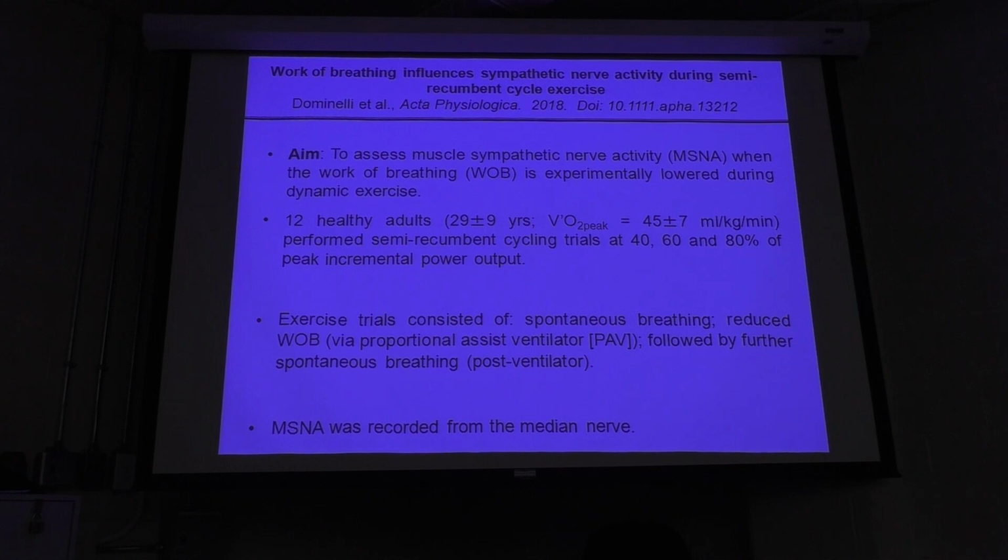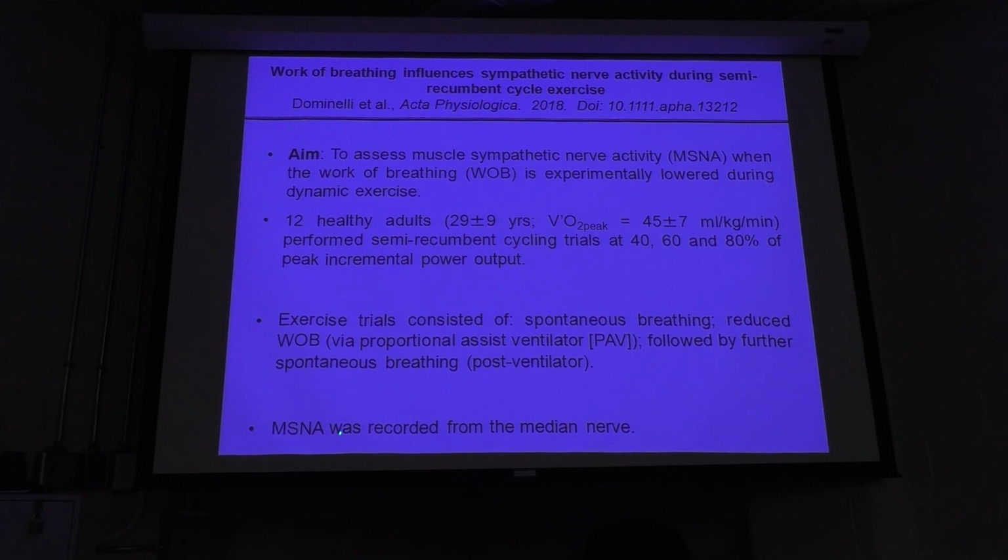So we needed that kind of additional mechanistic insight to try to really bring this hypothesis together. So this was a study of 12 healthy adults, again, not particularly fit, who performed semi-recumbent cycling trials at 40, 60, and 80% of peak incremental power output. I'm only going to show you the data at 60 and 80%. Exercise trials consisted of spontaneous breathing, reduced work of breathing using that ventilator again, followed by further spontaneous breathing, where the major points of comparison here were the unloaded breathing, followed by the spontaneous post-ventilator breathing.